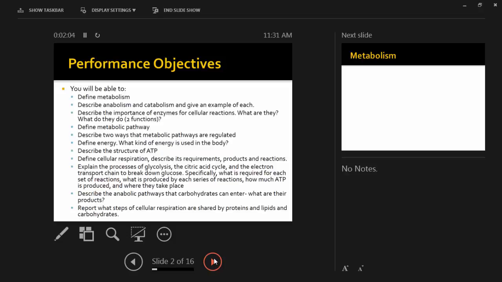Here are the learning objectives for this lecture. It won't be a very long lecture. It will go with the activities that we do in class next week.